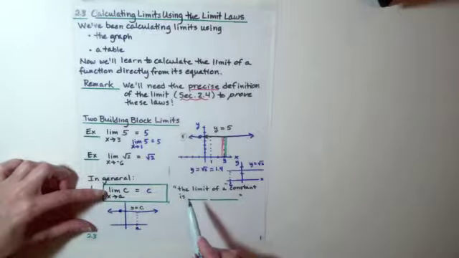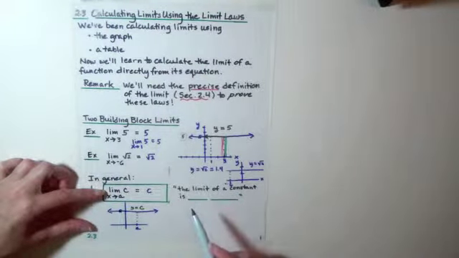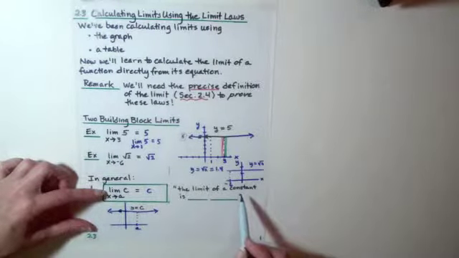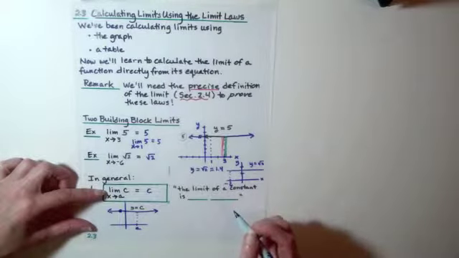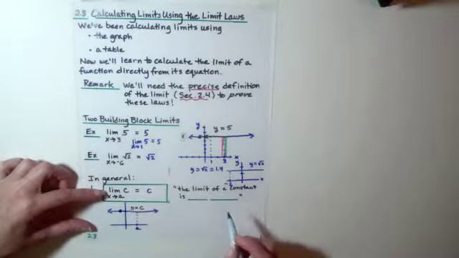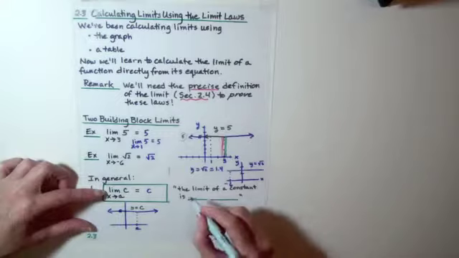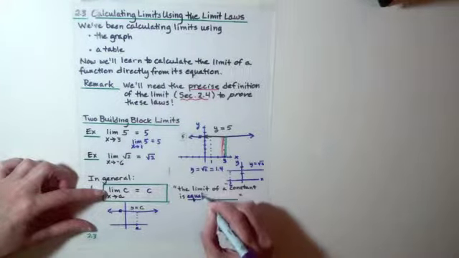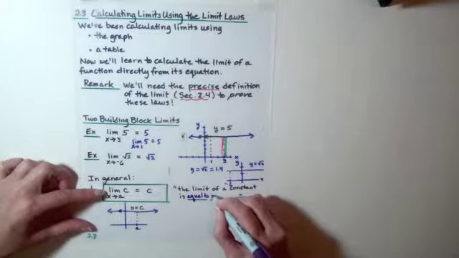In words, we say that this building block limit is the following. The limit of a constant is, and let's try to fill in these blanks, I guess we really should have 3 blanks here, is equal to that constant.